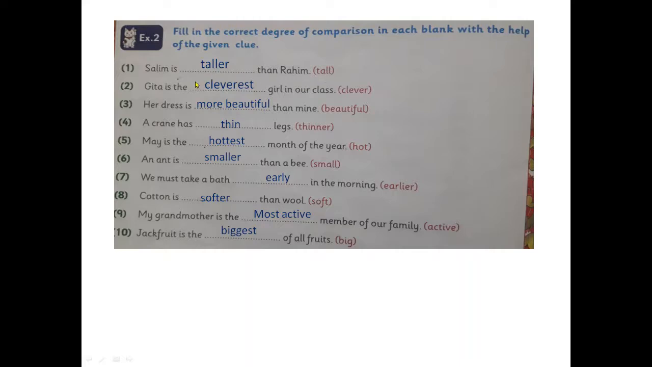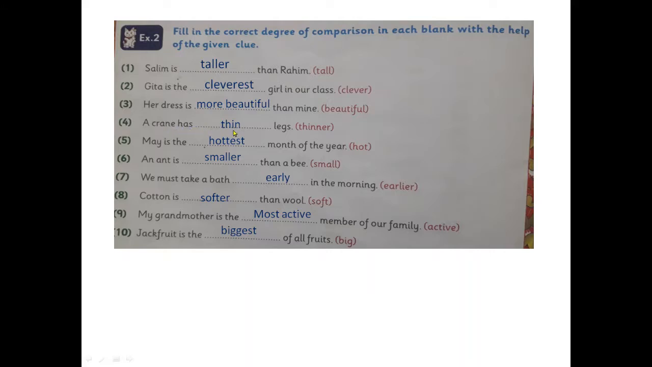Tall, taller. Gita is the dash girl in our class. So here it is a comparison among the many students in the class. So we should use clever in the form of cleverest. This is the describing word, that is adjective. But the form of this adjective that will come is cleverest. Her dress is dash than mine. So again here is a comparison between two only. So for beautiful we will use more beautiful.